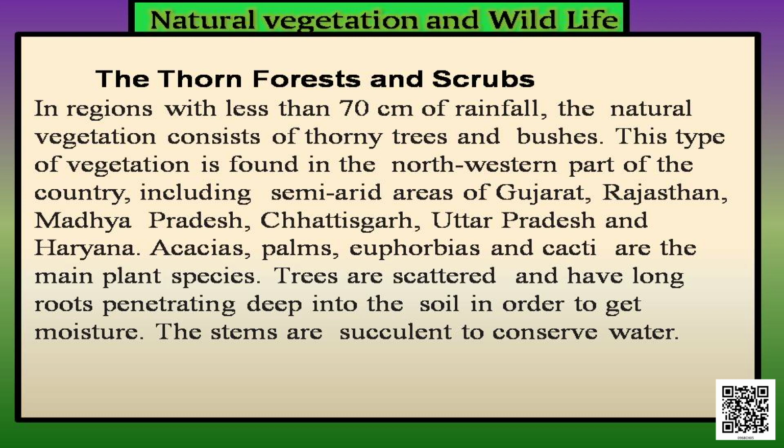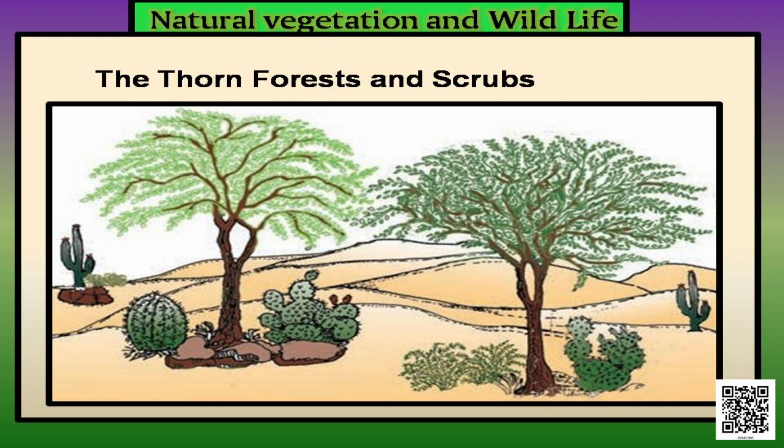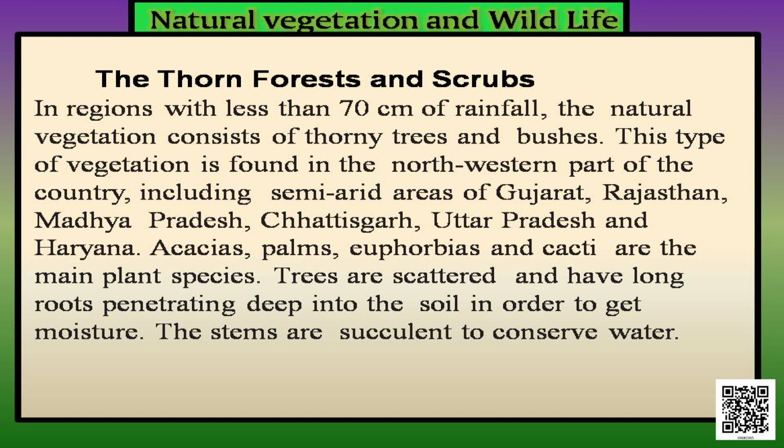These forests are found in areas receiving less than 70 centimeter of annual rainfall. In this area, the natural vegetation mostly consists of thorny trees, bushes, cactus and many other plants. This type of vegetation is mostly found in the northwestern part of our country: Gujarat, Rajasthan, Madhya Pradesh, Chhattisgarh, Uttar Pradesh and Haryana. In this forest, you will find different varieties of plants: acacias, palm, euphorbias and cactus.